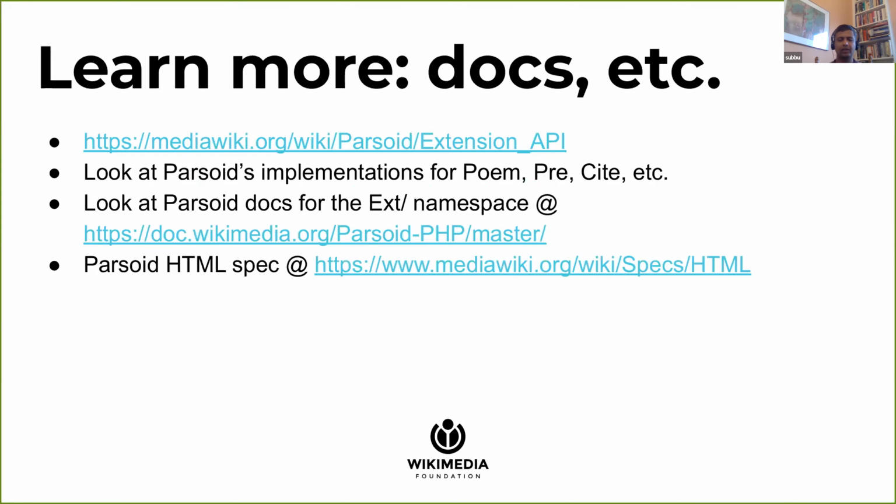So more docs. The extension API wiki page is still under development. I started working on it just about 10 days back, I think. And it's heavily a work in progress. And there is still a lot of code in Gerrit which has not been merged, so there are going to be more code changes. So you can look at Parsoid's implementations for the various extensions and look at the PHP docs. And you might also benefit by looking at the HTML spec for Parsoid.